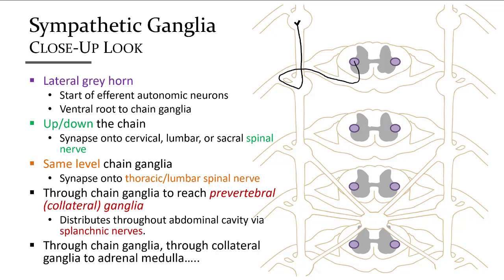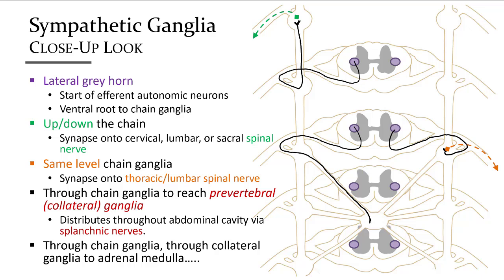For instance, it could be going up to the eye or some other region beyond that level, and then connect to the second neuron of the two-step pathway going out to the tissue. It can also leave the lateral gray horn and synapse right at the level of the chain ganglia and then go out at that same level right there.